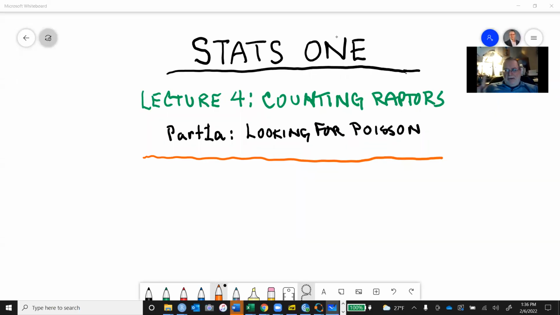In this hopefully short segment, we're going to look for Poisson. This is Stats 1. This is Bill Foote. We're in Lecture 4, Counting Raptors and Laborers on a Corner.